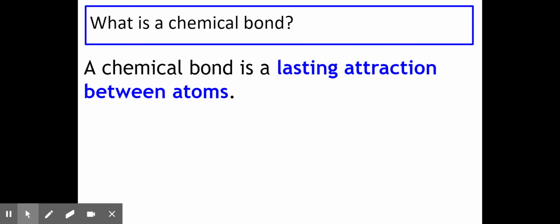A bond means like a connection, right? So basically, this is talking about a lasting attraction between atoms. For example, sodium and chloride form table salt, and there is an attraction between sodium and chloride. This attraction cannot be broken easily. It's a lasting attraction between atoms. How can they form this kind of attraction?